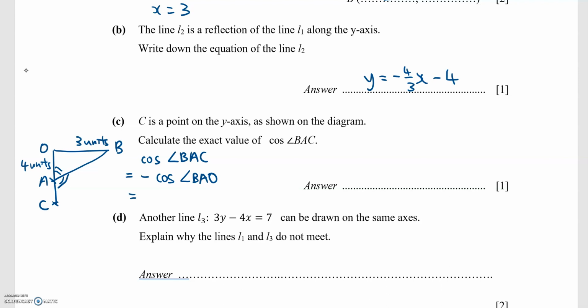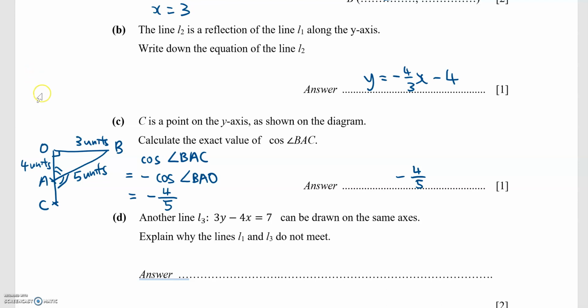And that would help us find this exact value. So I will use Pythagoras theorem on the right angle triangle here. AB will then be 5 units. So cosine of angle BAO will simply be 4 over 5. So the exact value of cosine of angle BAC is negative 4 over 5.